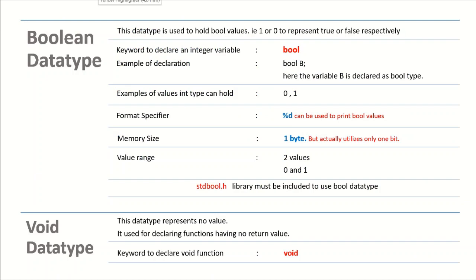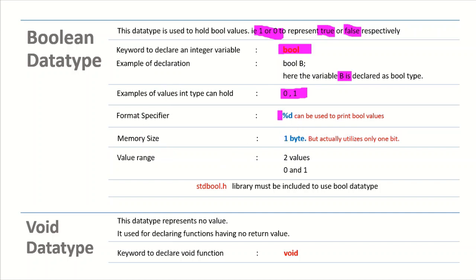Boolean data type. This type is used for holding Boolean values, that is 1 or 0, to represent true or false conditions. 1 stands for true and 0 for false. The keyword to use is bool. Example of declaration is bool b. Here the variable b is declared as Boolean data type. It can take only two values, that is 0 or 1.